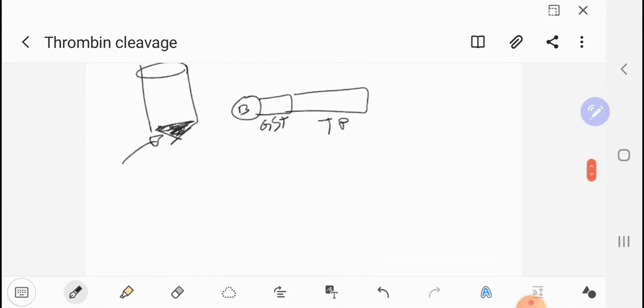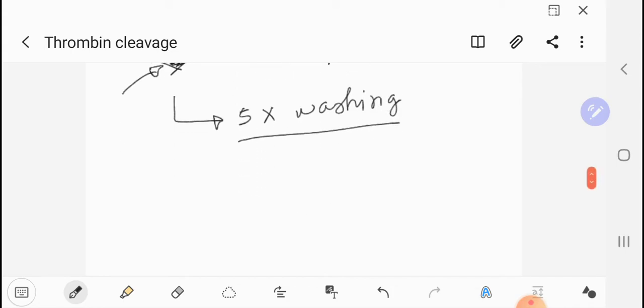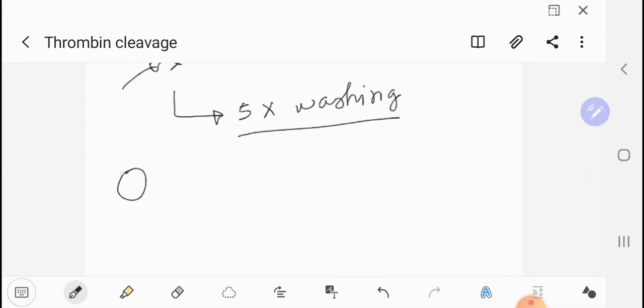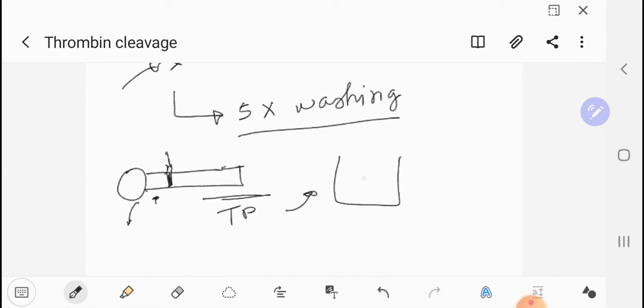So finally you pull down here, and then this pulled down protein you have to purify, so wash 5 times. And then this washed bead, here is the thrombin site I already mentioned. So if you cut here, this bead will pull down with this GST, and this protein TP will be in the supernatant. Here is the bead that contains this GST, and this supernatant contains your target protein.